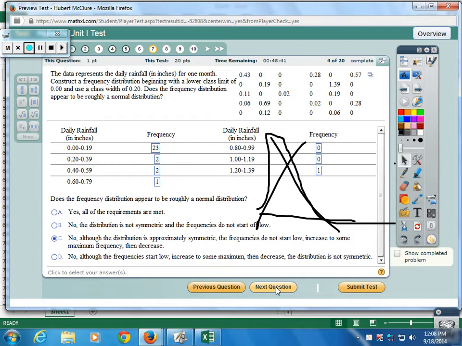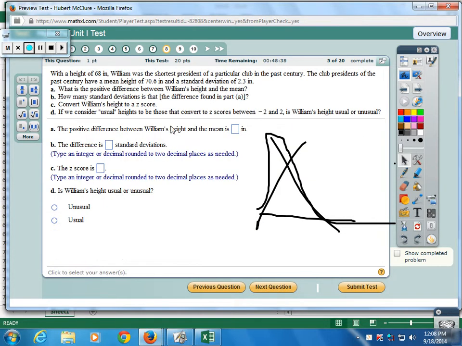Okay. All right. Try that one right quick. Write it down. It says, I'm going to read it. I'm not blowing it up. With a height of 68 inches, William was the shortest president in a particular club.